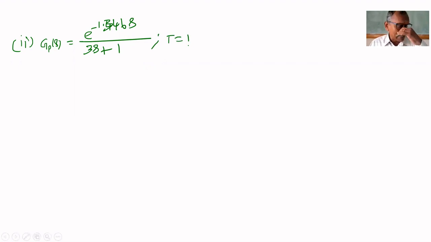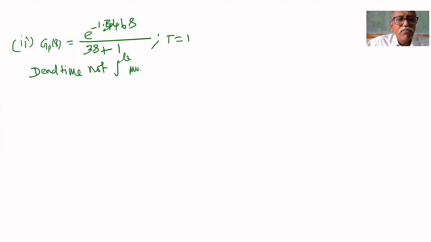Sampling period equal to 1. The dead time is not an integral multiple of the sampling period. That's why we have to use the modified Z transform to find HGP of Z.